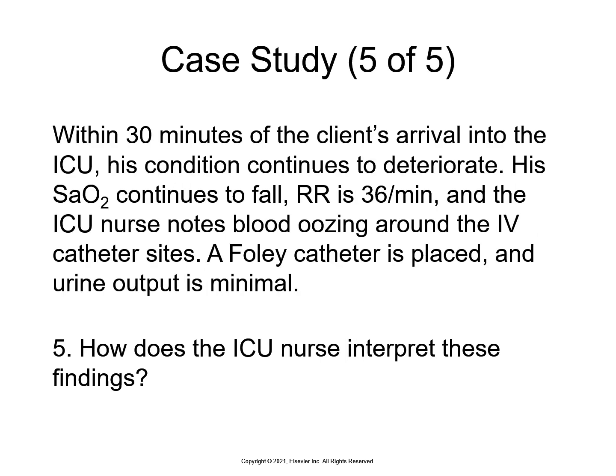So you need all the help you can get. And here's why. Within 30 minutes of the client's arrival into the ICU, his condition continues to deteriorate. His SaO2 falls. The respiratory rate is now 36 a minute, and the ICU nurse notes blood oozing around the IV catheter sites. They put a Foley catheter in, and the urine output is minimal. So how would the ICU nurse interpret these findings?